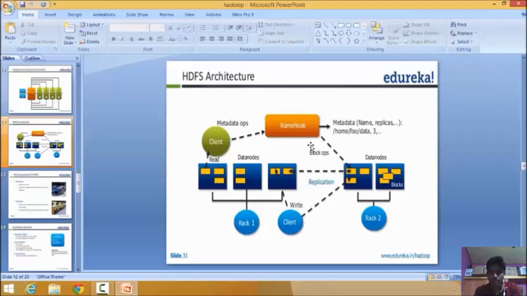Here we have data nodes. You are seeing these yellow rectangles. These are called data nodes. These are replicated. See here. What are the things we see here now? Client. What is client? Client is nothing but whatever the software or application you are using for performing this is client.